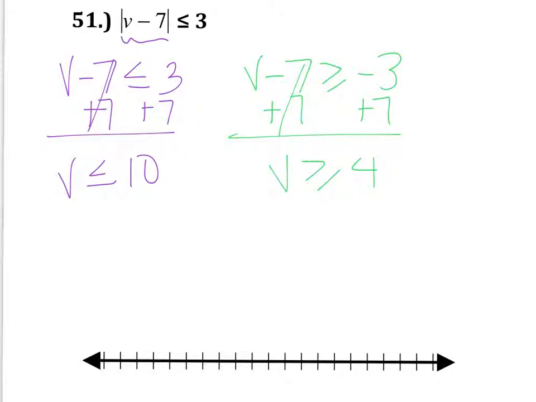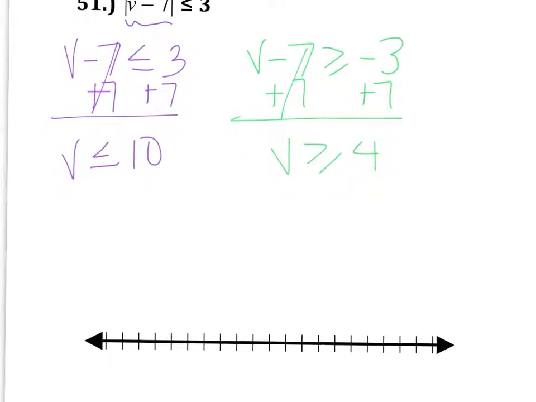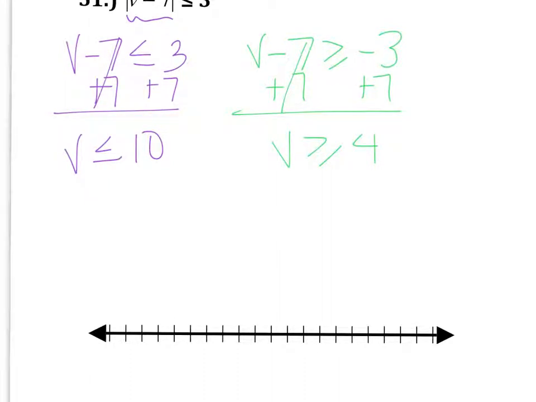So on our number line, we are going to put these points. So we'll have 0, 1, 2, 3, 4, 5, 6, 7, 8, 9, 10. So we'll have a closed point at 10. So v is less than or equal to 10, so that's going to be going to the left. We're going to have a closed point at 4. V is greater than or equal to 4, so that's going to be going to the right. So this is going to be one of those AND inequalities. So everything in between 10 and 4, including those values, are going to be a solution to the inequality.